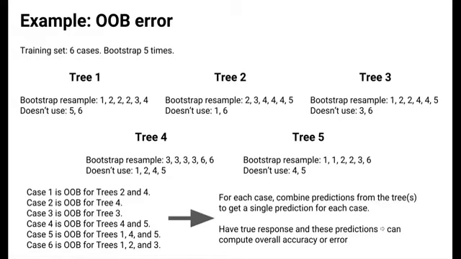Okay, so the answers are shown here. For each one of these cases, we can see for which trees it is out of bag. So for example, case 2 is out of bag for tree 4. It can be used as a test case for tree 4. So for all of these cases, we combine predictions from the trees for which it's out of bag to get a single prediction for each case. Because we have the true response for each of these cases, and now we have all of these predictions, we can compute overall accuracy or overall error.